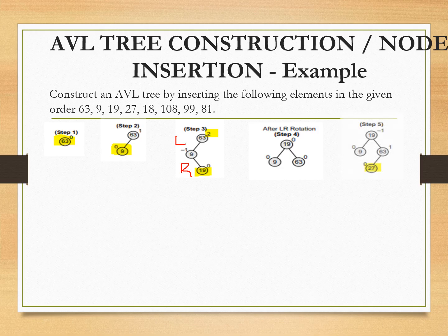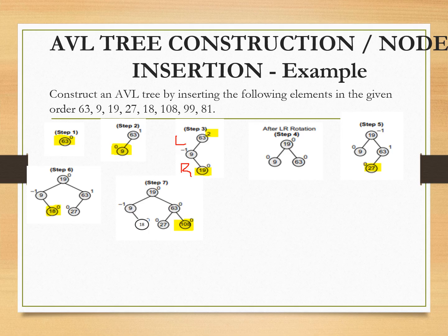Next, we need to insert 27 in this. 27 is greater than 19, therefore to the right. 27 is less than 63, therefore to the left. Again, you check for the balancing factors. It is as per the expected values, so no problem. Coming to insertion of 18, compared with 19 it is lesser, so compared with 9 it is greater, so to the right. Again you check for the balancing factors. It is perfect.